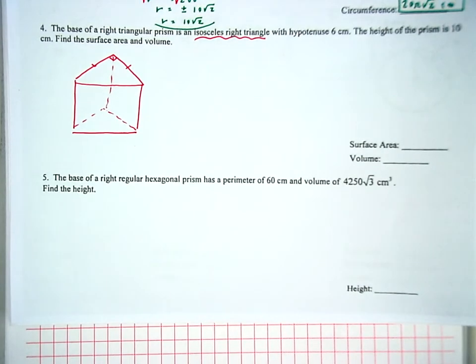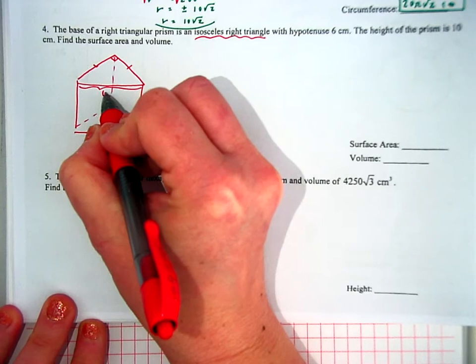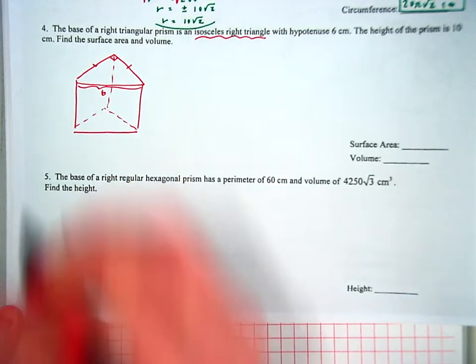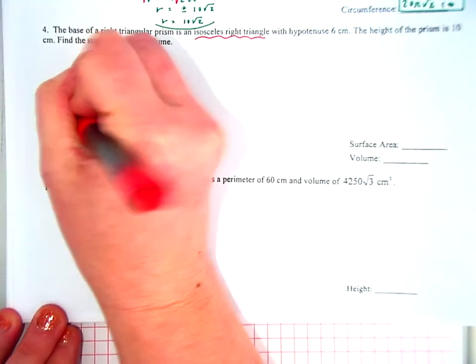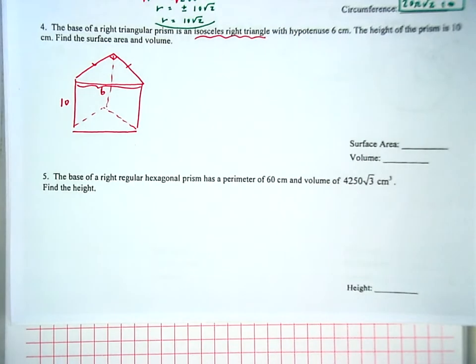Okay, I'm going to label what I'm told. I'm told that the base is an isosceles right triangle. The hypotenuse here is 6. The height of the prism is 10. So I want those markings to be perfectly clear because one is talking about the hypotenuse of the base, and the other is the height of the prism itself.